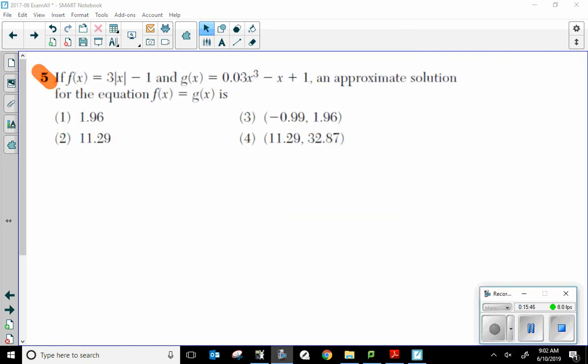Number 5, cinco, if you will. All right? If f of x equals 3 times the absolute value of x minus 1, and g of x is 0.03x cubed minus x plus 1, an approximate solution for the equation f of x equals g of x is, let me explain something to you. Whenever they give you 2 equations with 1 variable in it, and they want to know the answer, graph them both, and it's where they intersect.